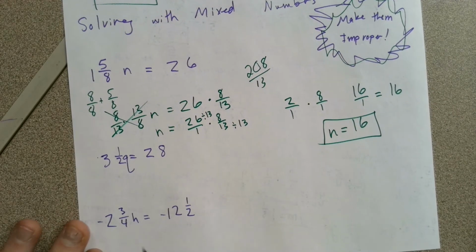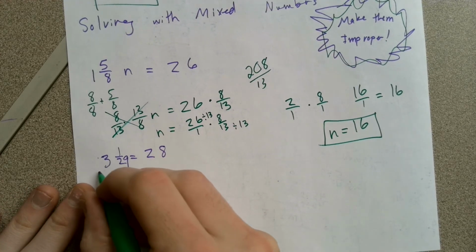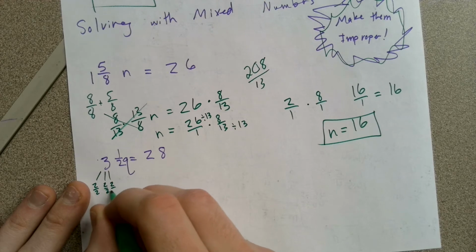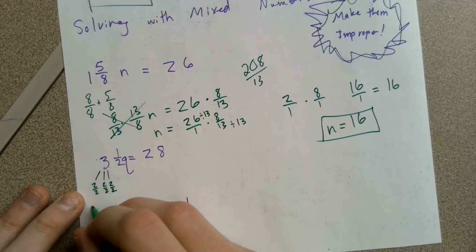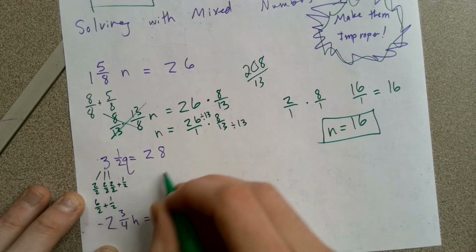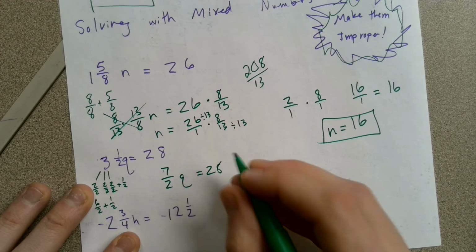All right, let's do it again. Remembering to make these improper fractions. I love making everything improper. I think it always makes it easier. It might take a little bit more work, but it is worth it. All right, I see we got 3 full fractions. We got 3 2 over 2s. Or you can think of it as 3 times 2, and you can get a 6 over 2 plus the extra 1/2. And we're going to get 7 over 2 q equals 28.